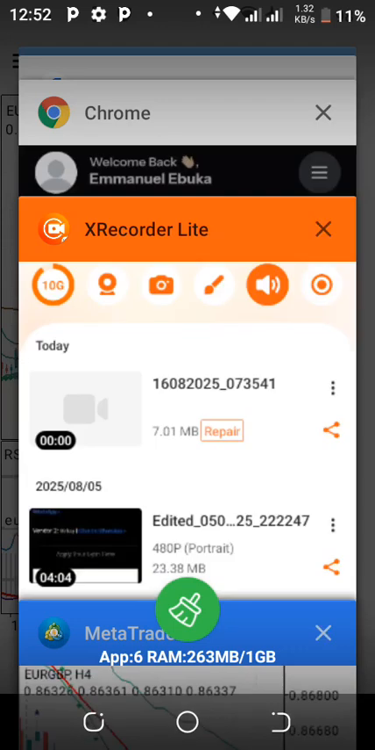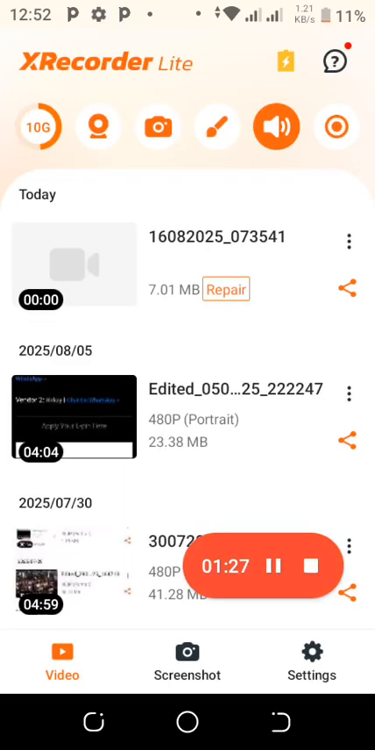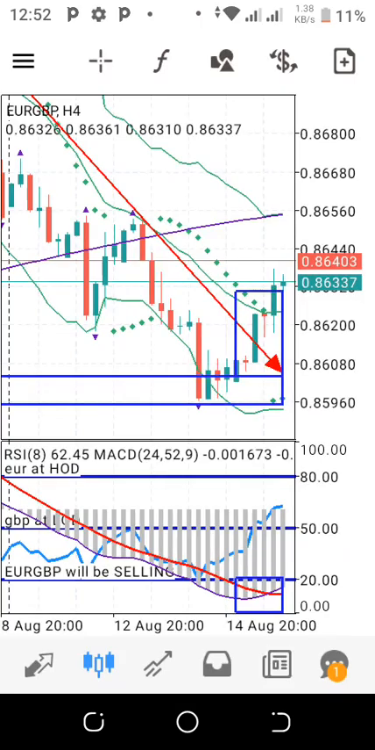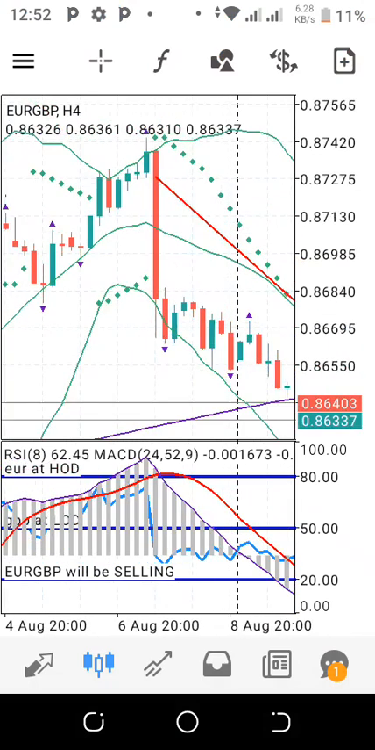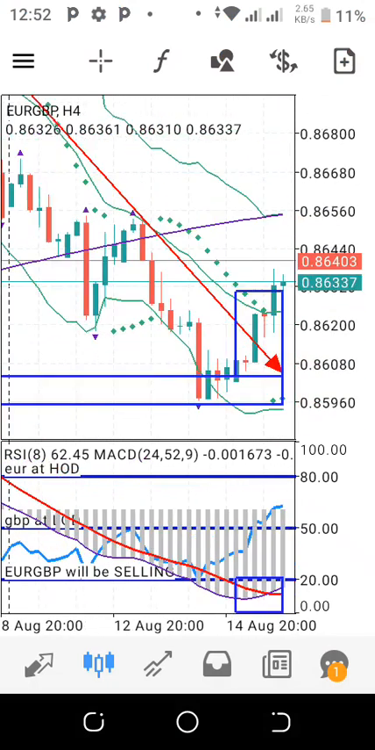I use it to know where the market will go. I also trade with the high and low of the week, so I mark the high and low of the week. I also look at my MACD on my 4 hours to know where it's likely to go.